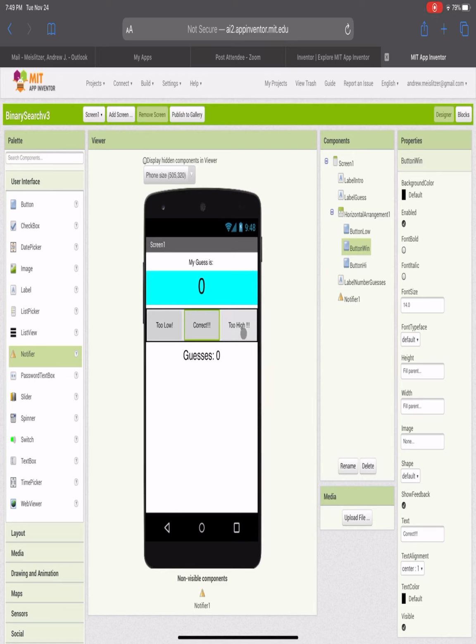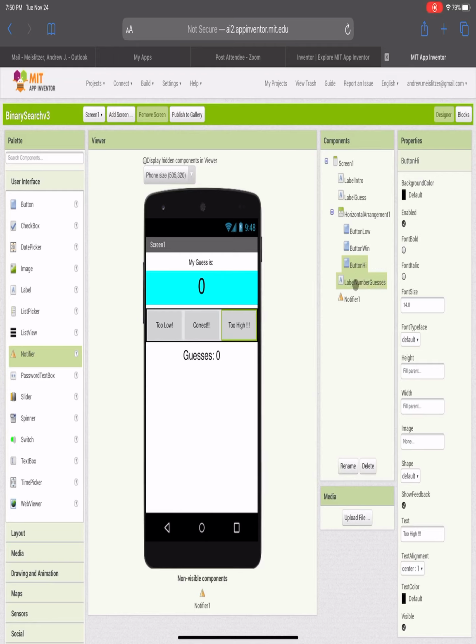And then the last one over here, I said button 3. I changed it to button high. And then over here in the text area, I typed in too high. And then the height and the width, I changed to both fill parent. So that would then equally have 3 buttons spaced out nicely within that arrangement there.